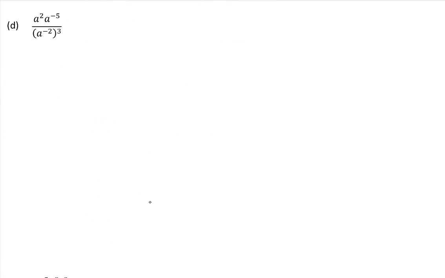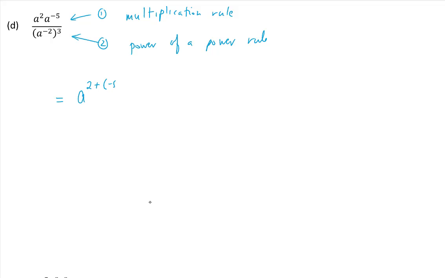So we have to do some order of operations, and actually we can do 2 things at once. We can start with the numerator, and we can then deal with the denominator at the same time. In the numerator, I'm going to use my multiplication rule. And for the denominator, I'm going to use my power of a power rule. So let's do that. Our multiplication rule says I'm going to add the exponents, so 2 plus negative 5. And my power of a power rule says I'm going to multiply. So this is negative 2 times 3. We get a to the negative 3 over a to the negative 6.